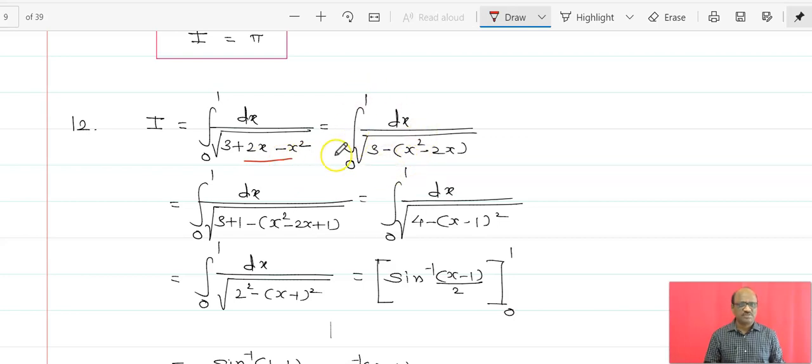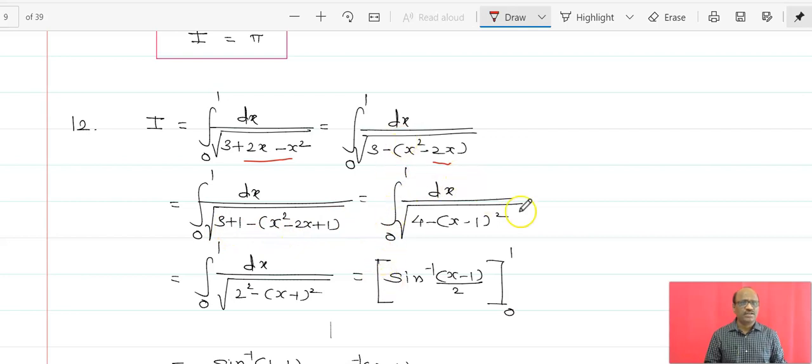This is the special type of the integral again. That is 0 to 1 dx upon under root of 3 minus in bracket x square minus 2x. Again, 2x is the middle term. What about the second term? That is the middle term divided by 2. Then you will get the second term as 1. Therefore, 3 plus 1 minus in bracket x square minus 2x plus 1. Here we are adjusting the plus 1 and here is a minus 1. 3 plus 1 is 4.